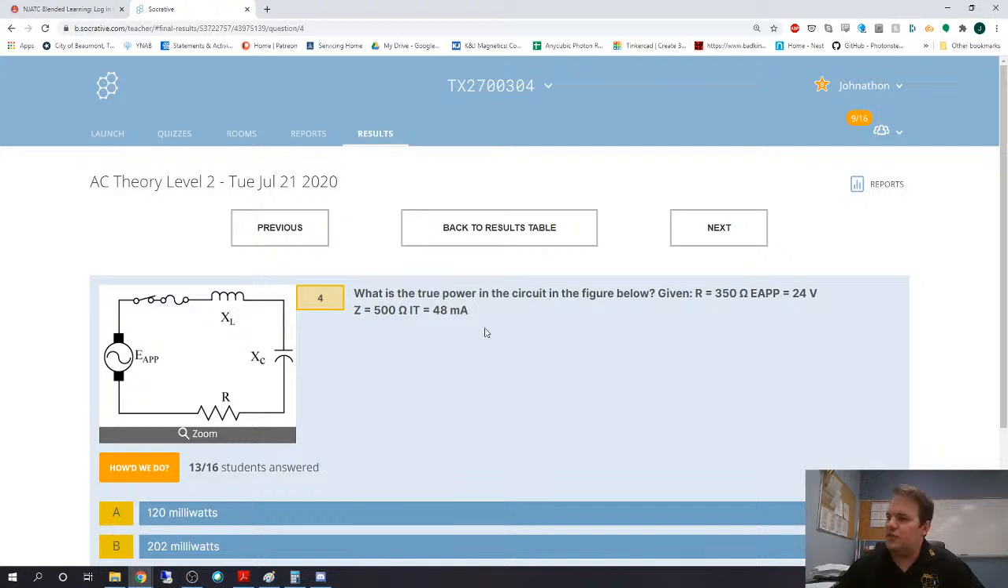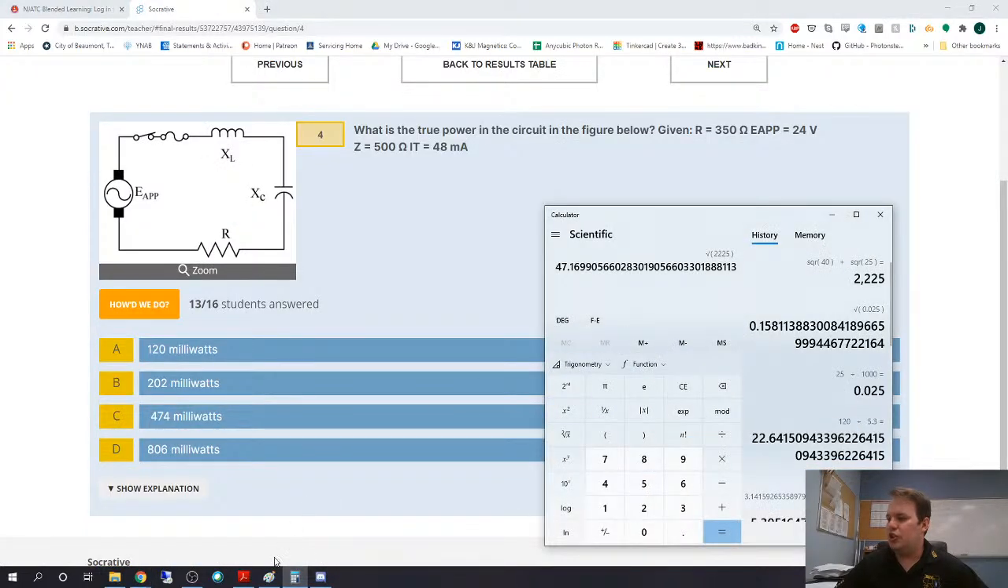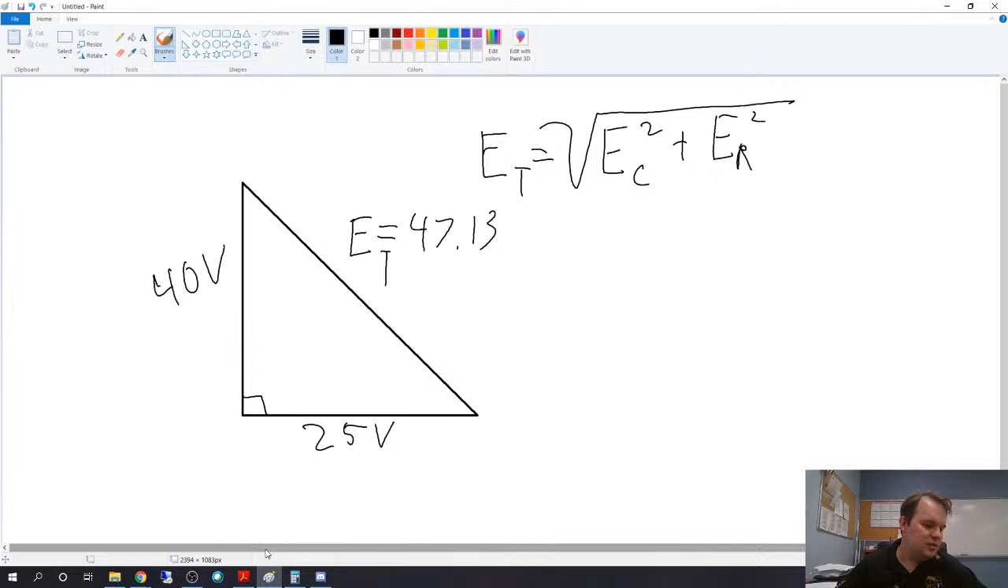What is the true power in the circuit in the figure below? So we have 350 ohms. Applied voltage is 24 volts. Z is 500 ohms. And I total is 48 milliamps. Okay. We have I total and R. We don't need anything else. So let's make our chart like we always do.